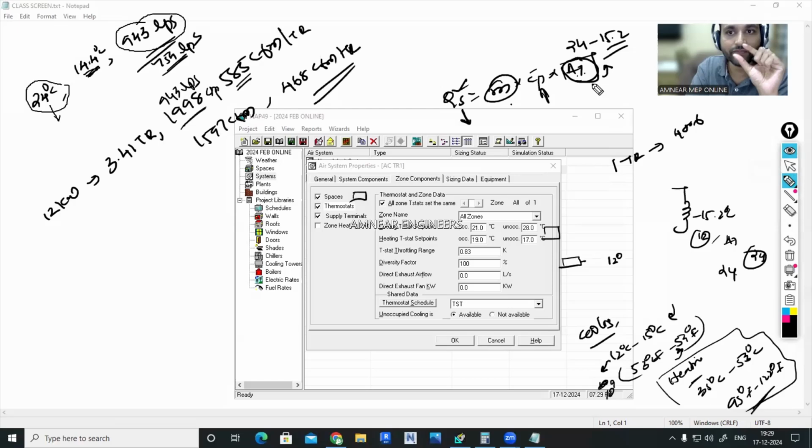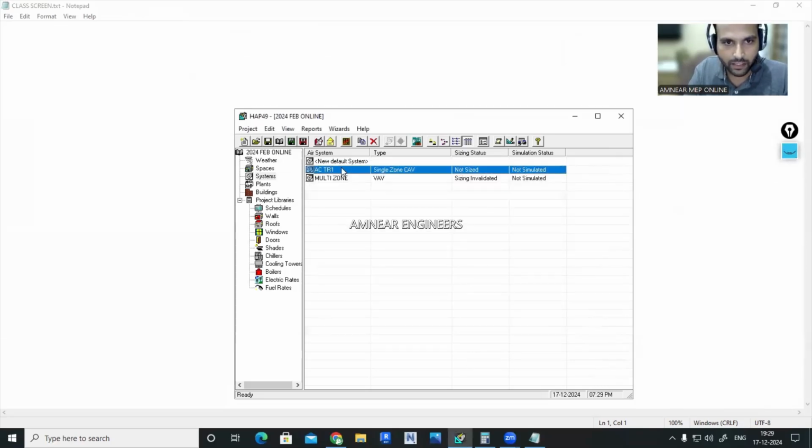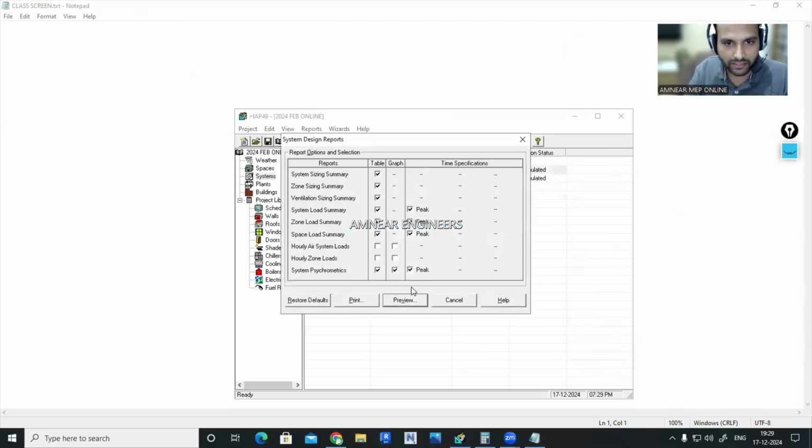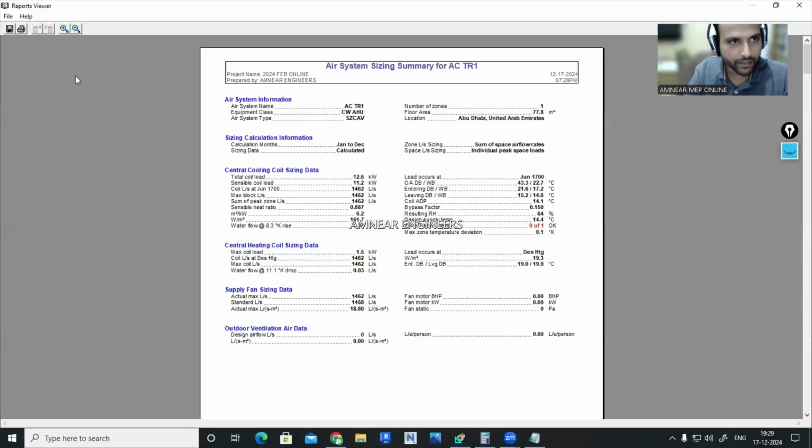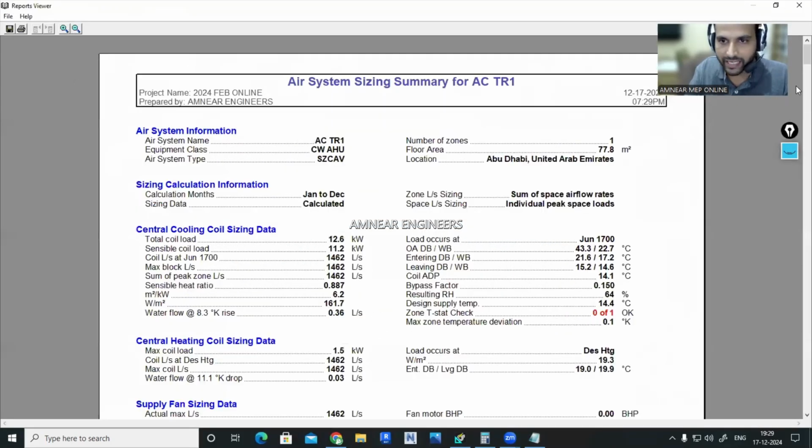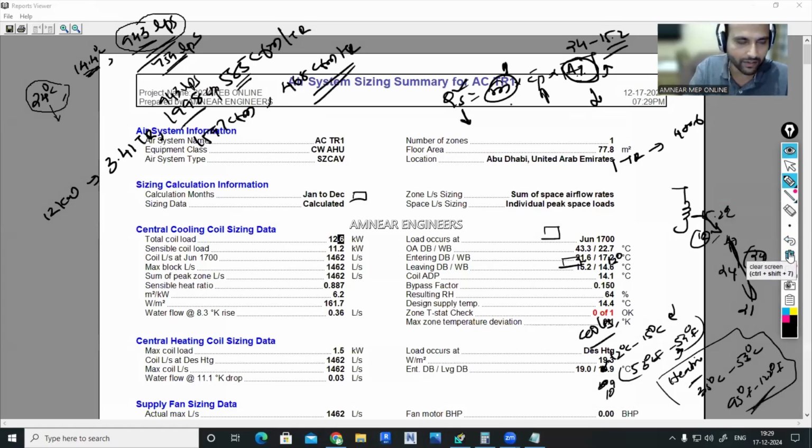Delta T will decrease. If the delta T is decreasing, meaning the difference between the supply temperature and the room set point is decreasing, the mass flow rate will increase. Instead of 943, this value will increase again. It can go up to 1000. Okay, let me check it. Click OK. Right click, print and view design result, preview. Now, for the same load, 12.6, slight fluctuation will come due to the ADP changes and all.